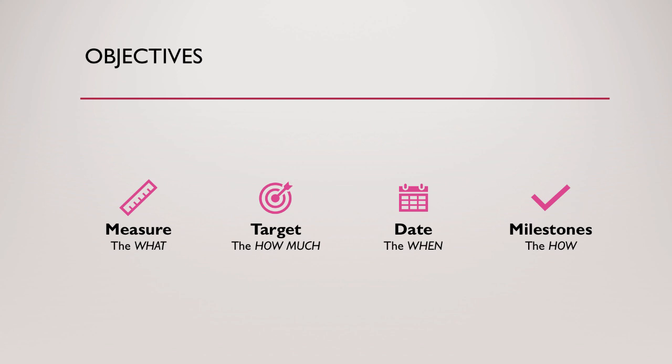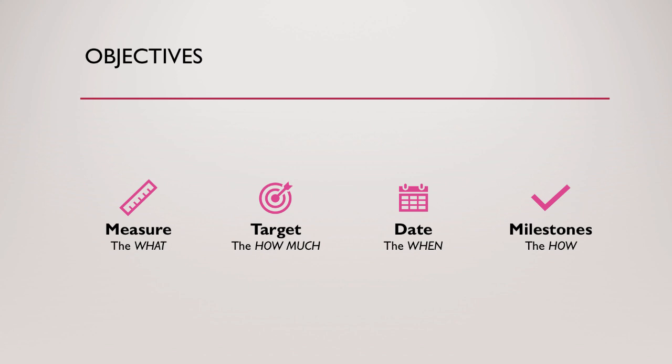So when is this going to be finished? Is this objective a 6-month project? Is it a 12-month project? Is it a 1-month project? So we've got this when. We've got deadlines. And with those deadlines, we've got these milestones.